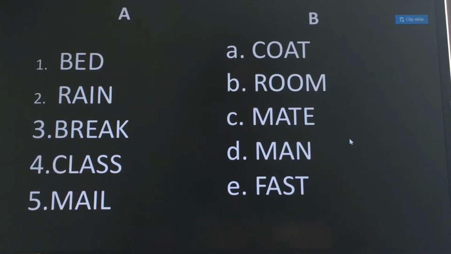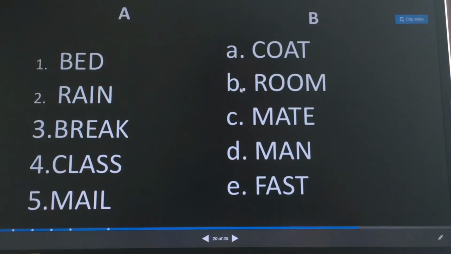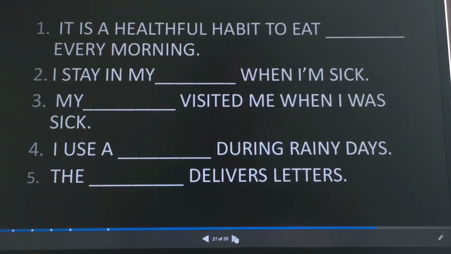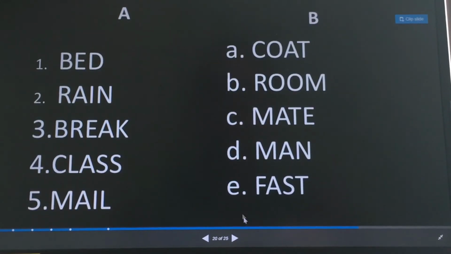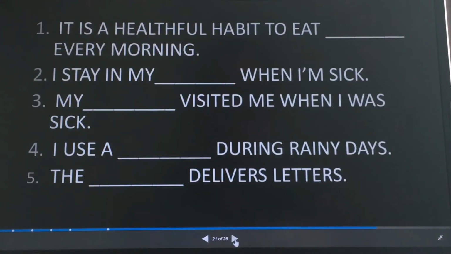No more? Okay, that's very good. So we have bedroom, raincoat, breakfast, classmate, mailman. Okay, so those are the compound words that we can form or make through these words. Got it? So understand? So let's use those words from this activity to complete these sentences.